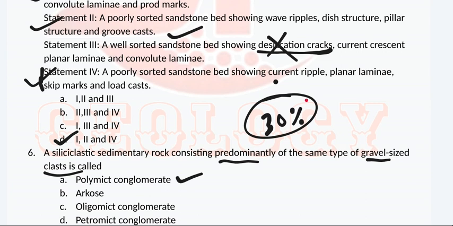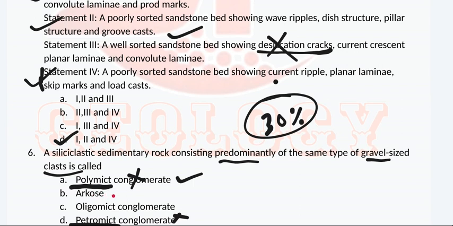So if a conglomerate consists of different compositional rock types, it consists of gravel size particles but of different composition, or derived from different types of rock. So it is called petromictic. And similarly, as it consists of more than one composition, it is also called polymictic. So these two options will be incorrect.